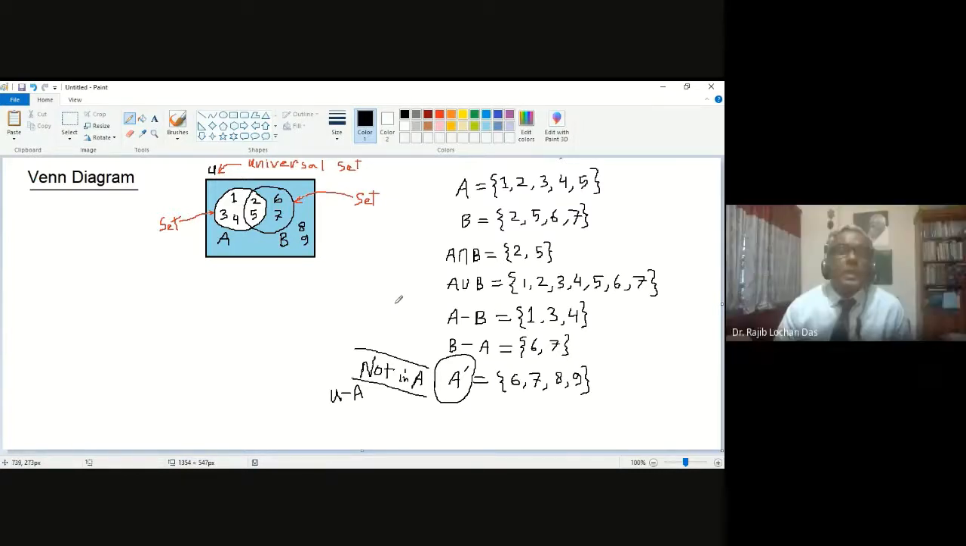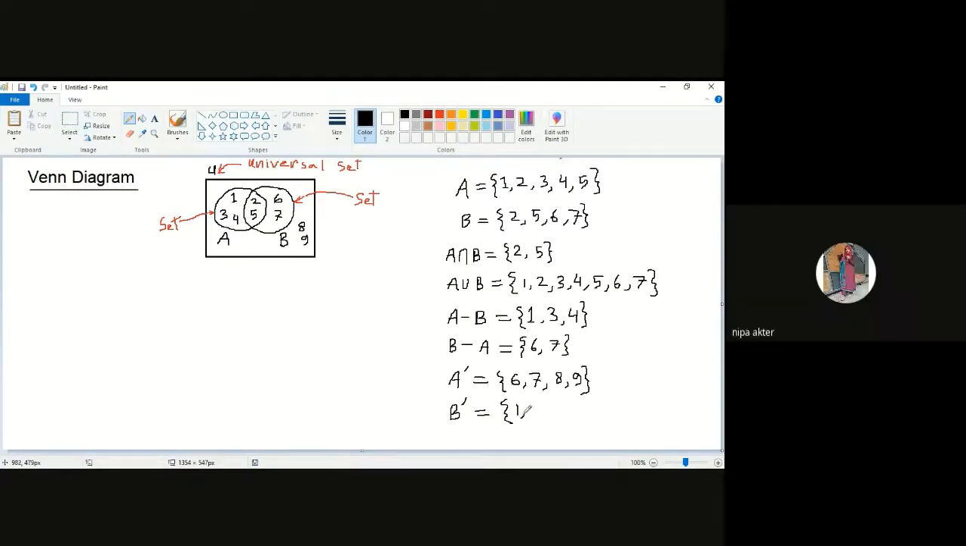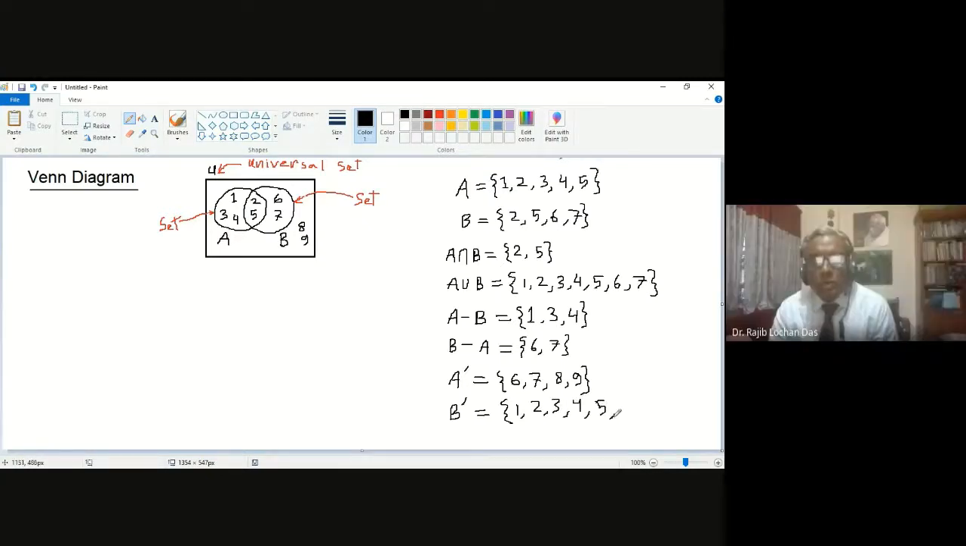Okay, sir. Now think about not B. Tell me what will be not B. I am now erasing the color, going back to the normal white shade, and I am writing not B, that is complement B. So who will be the members in complement B? Sir, 1, 3, 4, 8, 9. Why not 2?